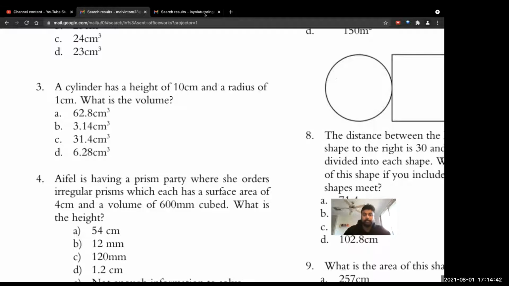But the lid is different. Sorry? The lid. I don't know. Oh, yeah, it's okay.